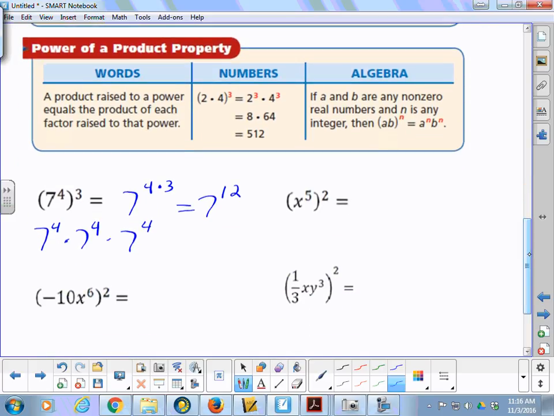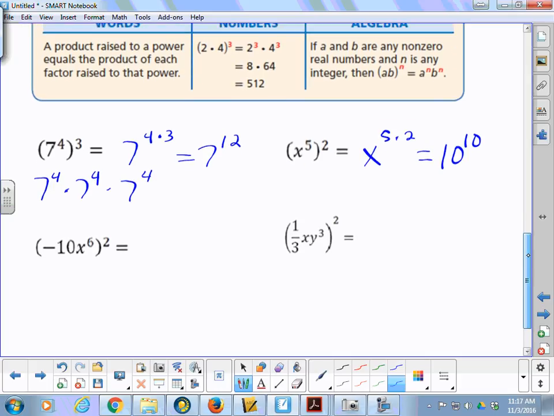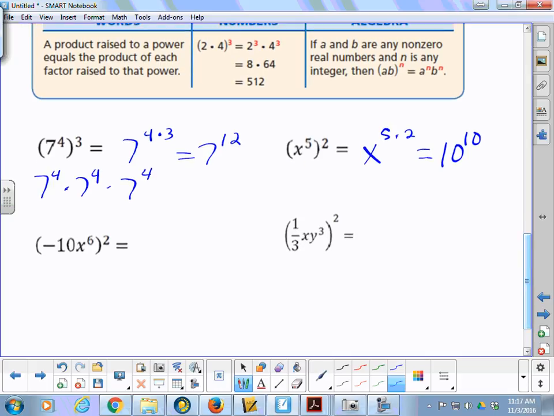So here we have x to the 5th to the 2nd power. Well, that just means x to the 5 times 2, or x to the 10th power. Okay. So if we are raising to a power, then we're going to multiply those exponents, right? Now this one here, the quantity negative 10x to the 6th, that squared, is a little bit harder just because we have that constant involved.